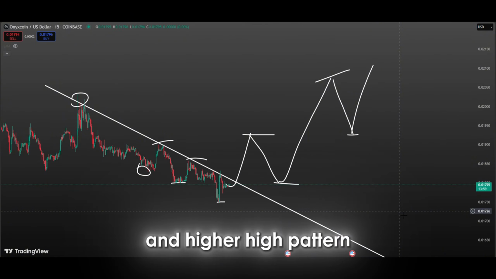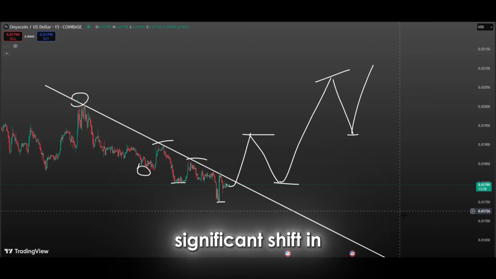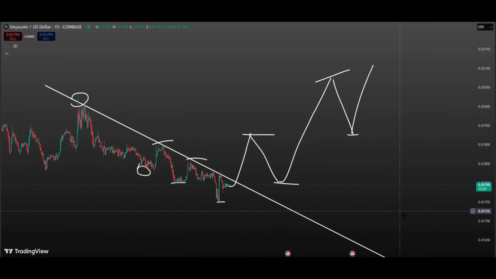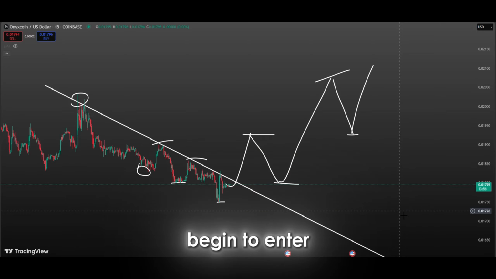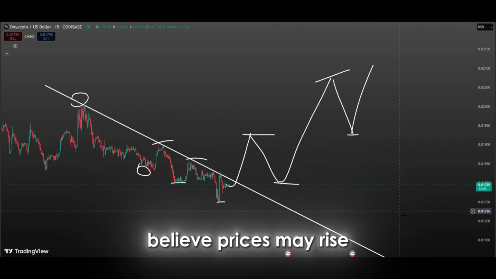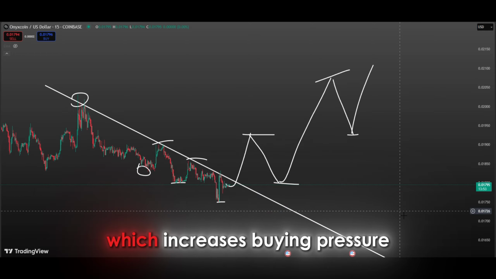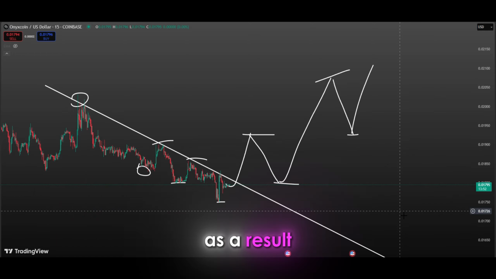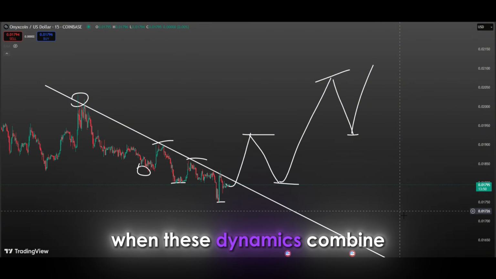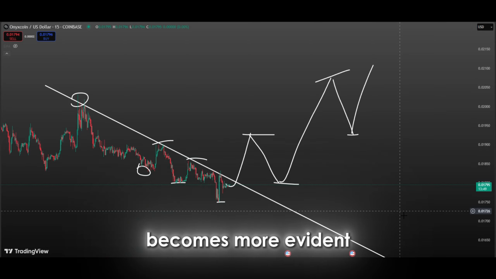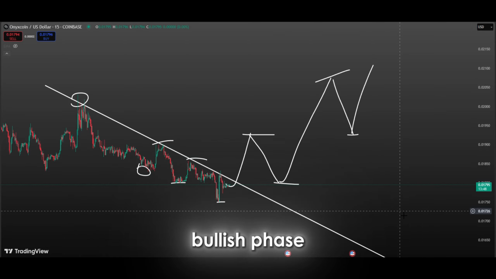The higher low and higher high pattern also reflects a significant shift in investor psychology. New market participants begin to enter because they now believe prices may rise instead of fall. Existing investors, rather than cutting losses, choose to hold their positions, which increases buying pressure. As a result, supply decreases while demand rises. When these dynamics combine, the trend reversal becomes more evident, and the market transitions into a bullish phase.